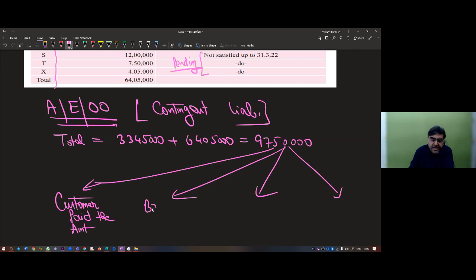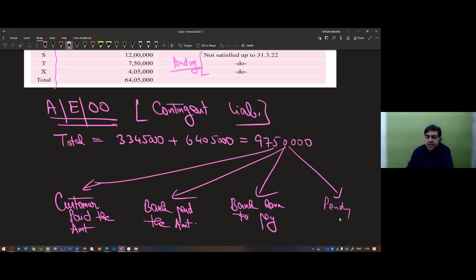Second is bank paid the amount. Now it is not contingent. Third is bank have to pay the amount. Customer refused, bank have to pay. Bank paid and bank have to pay. Still now the liability is not contingent, it is confirmed. And now the balance is pending status carried out.